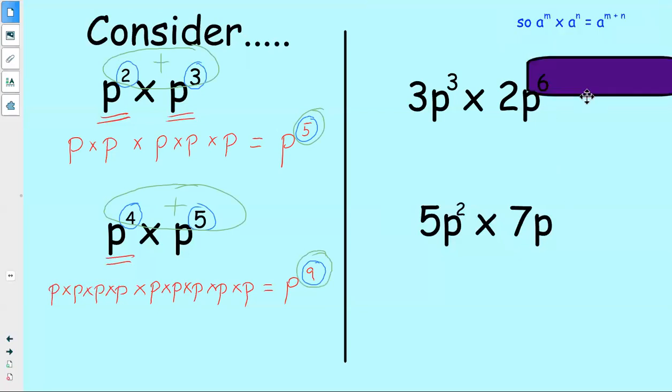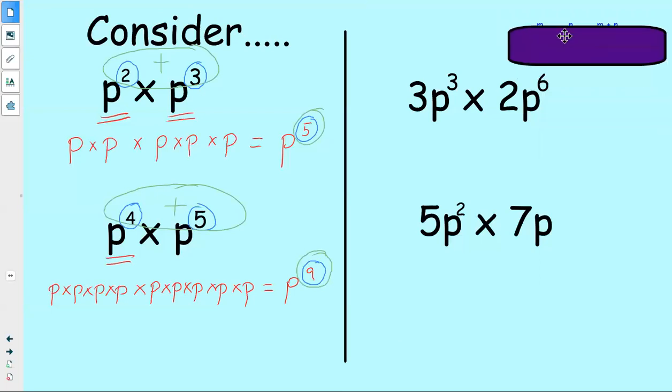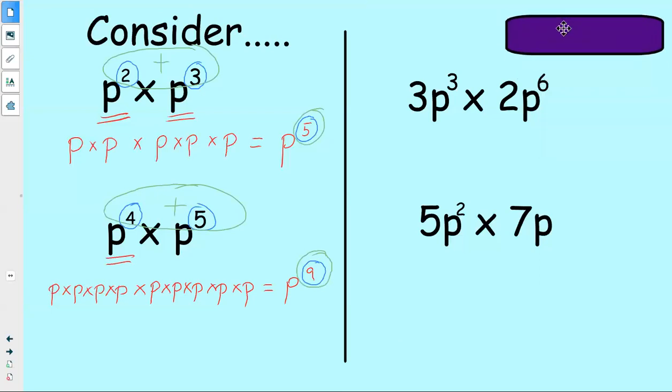So just cover this up here. If you've got a to the power of m multiplied by a to the power of n, it's exactly the same as a to the power of m add n. Okay, so that should help us with the next questions on the right hand side.